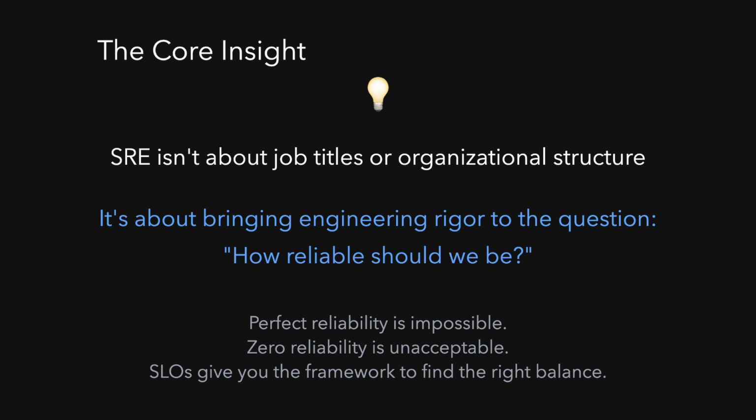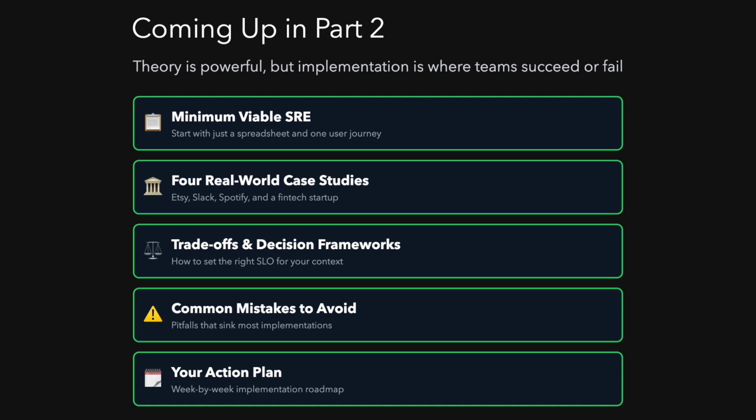Now that you understand the theory, part 2 will show you exactly how to implement this. Minimum viable SRE: how to start with just a spreadsheet and one user journey. Four real-world case studies: learn from Etsy's error budget conflict, Slack's counterintuitive lesson, Spotify's microservices journey, and a fintech startup's instructive failure. Trade-offs and decision frameworks: how to set the right SLO for your context. Common mistakes: how to avoid the pitfalls that sink most SRE implementations. And action plan: your week-by-week implementation roadmap.